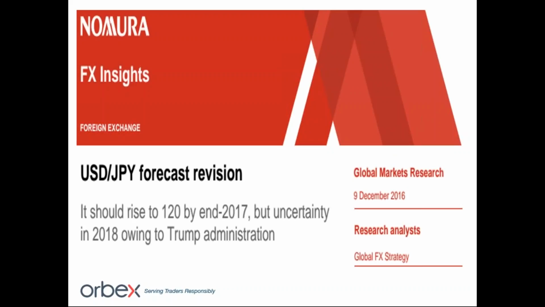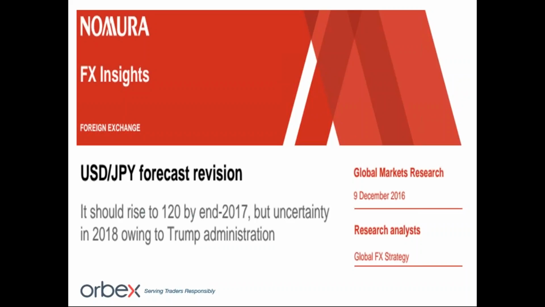Okay, so here, very boldly, Nomura says that it should rise to 120. We're talking about the USD JPY forecast by the end of 2017. So what does that actually mean? It's got a boom time to the upside for USD JPY. For how long, we don't know, but of course it doesn't go in a straight line up. It's got corrections, but this is what it expects. This is a far, far reach, okay?